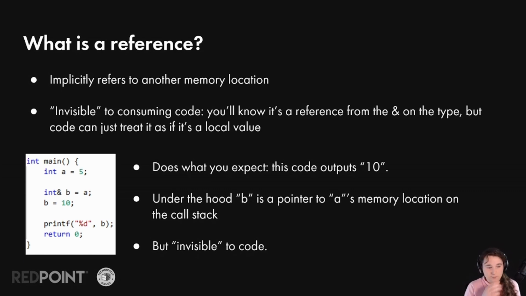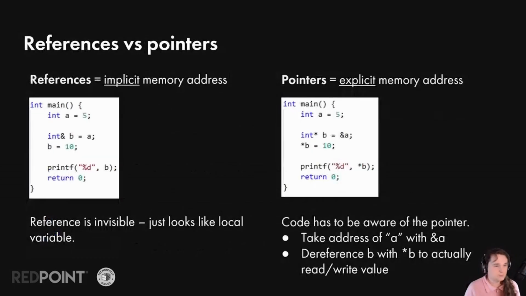It prints 10. So in this case, we create an integer on the stack, A, and set it to 5. We then create a reference to A, called B, and then we set B to 10, which is really setting A to 10, because B is just a reference to A. And then we print B, and it prints 10, right? But notice the code didn't have to dereference anything. It could just assign to B, and it did what you expect.